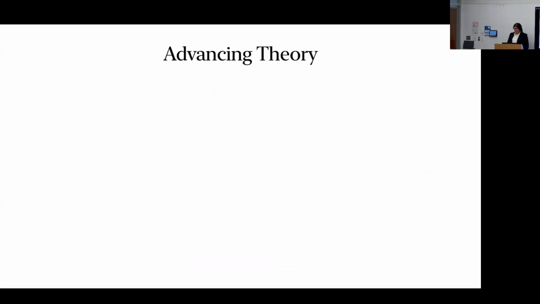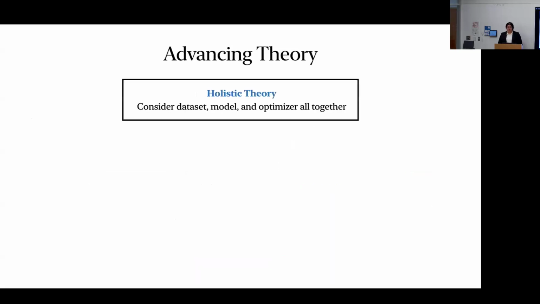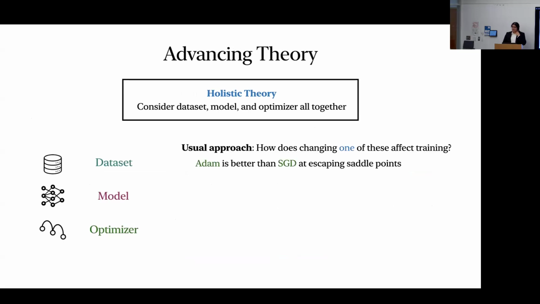In terms of advancing theory, I'm advocating for this idea of a holistic theory where we consider the data set, model, and optimizer all together. So let me give an example of this. One usual approach might be to ask, how does changing the optimizer affect training? For example, a classical result is that Adam is better than SGD at escaping saddle points.